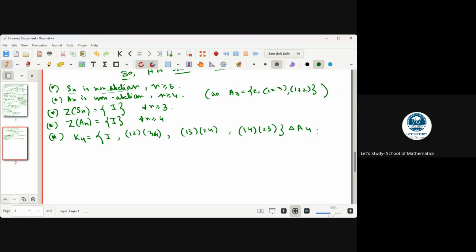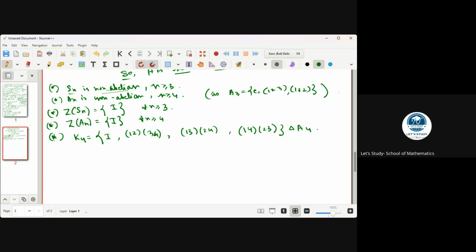This is a normal subgroup of A4. Yes, this is the same as Z2 cross Z2. We call it the Klein 4 group. And this is a normal subgroup of A4.